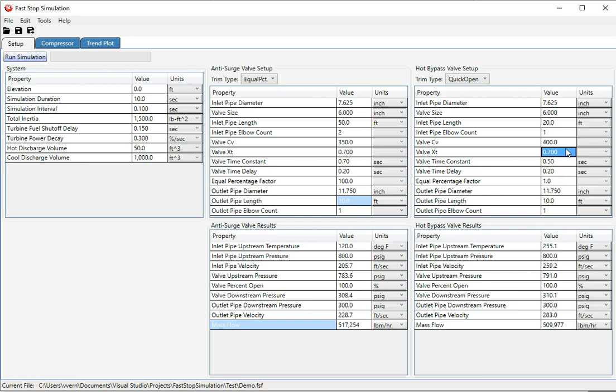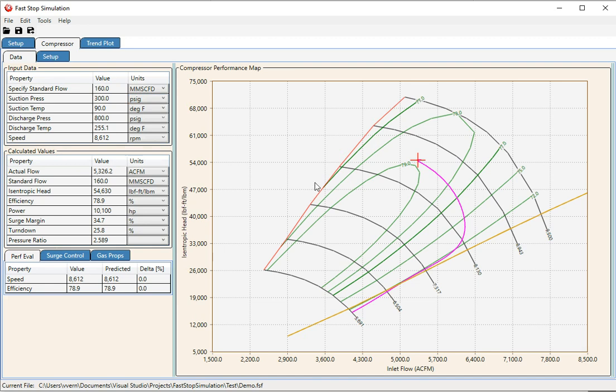Why do I think I can get away with that? A 400 CV valve is a ball valve. That's going to be, like you could do that with a 3-inch valve. So easy to get that valve open in a hurry. Whereas a 6-inch valve or even an 8-inch valve, those are harder to open very fast. So let's run this analysis with the hot bypass arrangement. That's what we want to see.